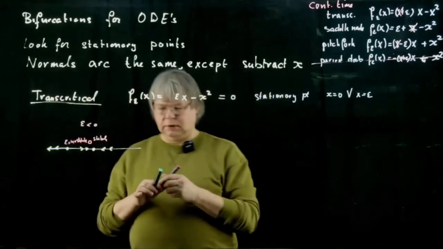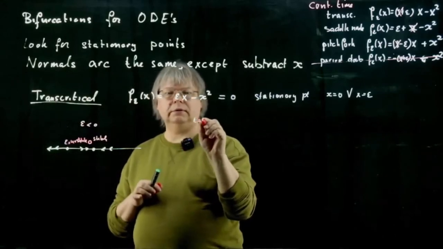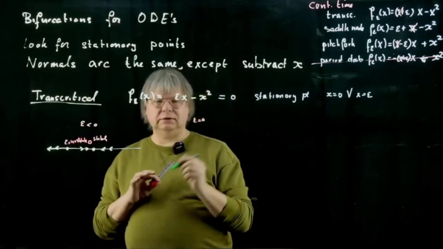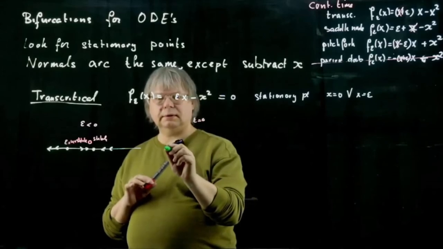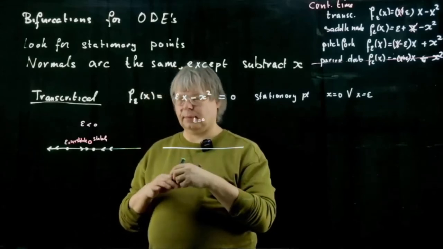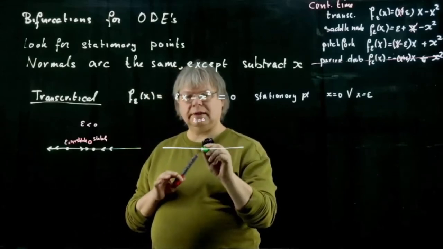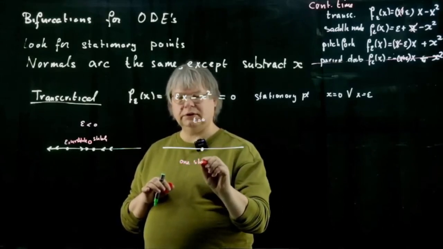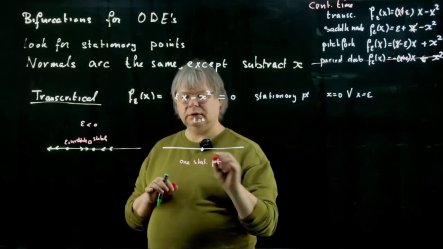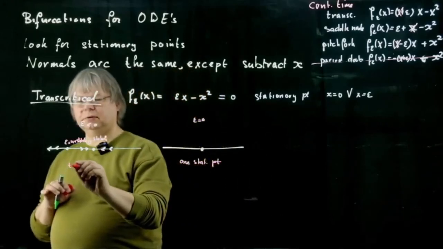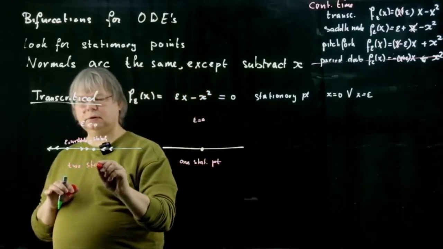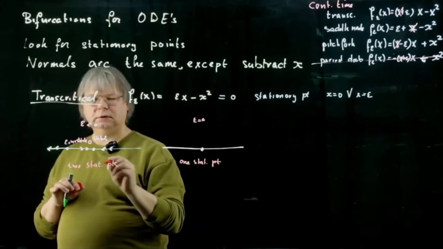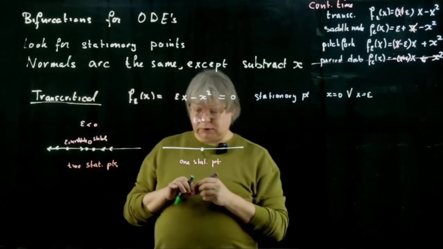Okay, so epsilon is equal to 0. In this case, two stationary points merge into one stationary point. Here we had two stationary points. And this one becomes neutral.